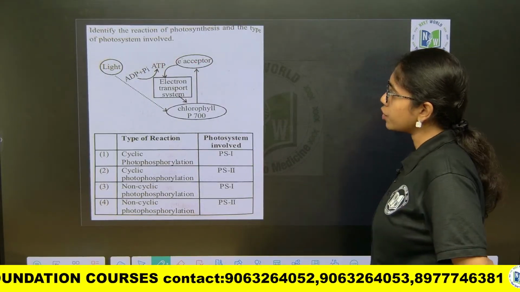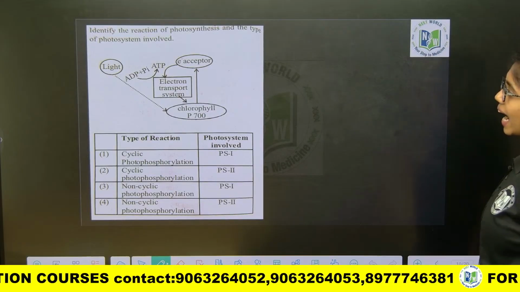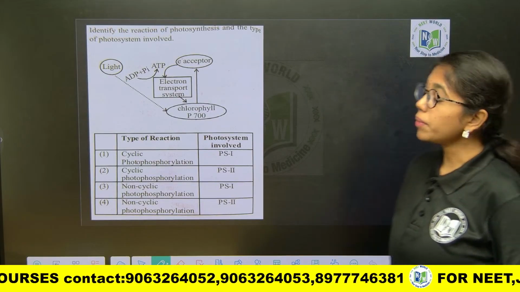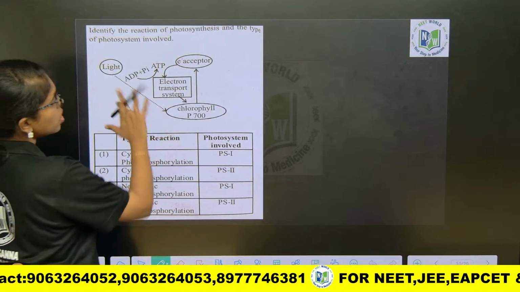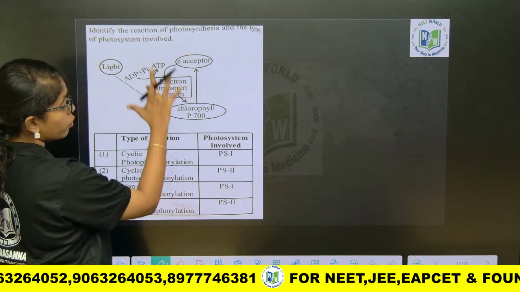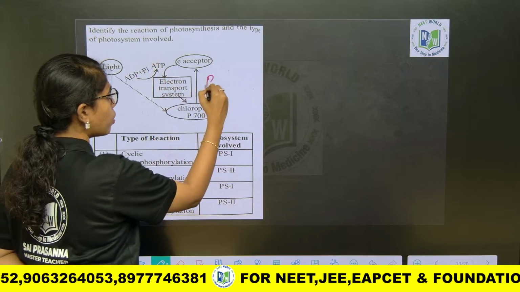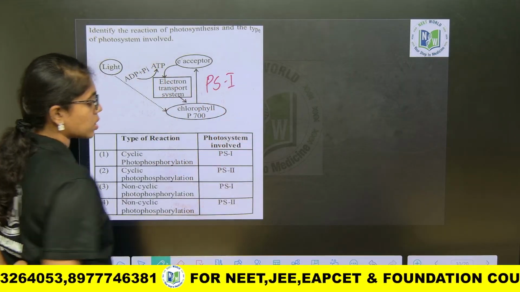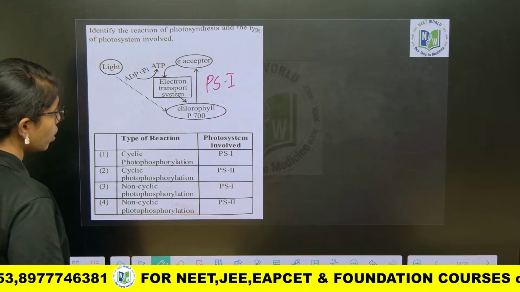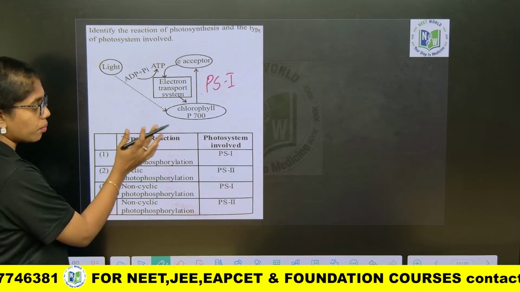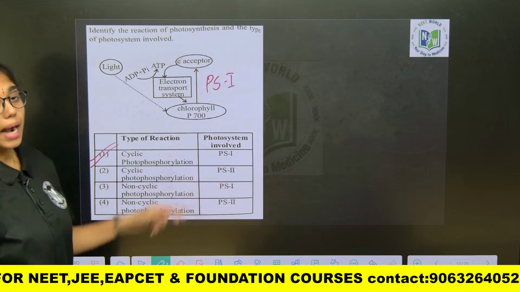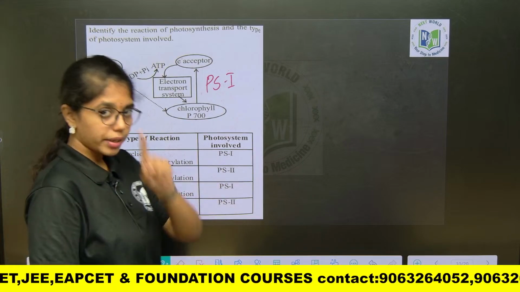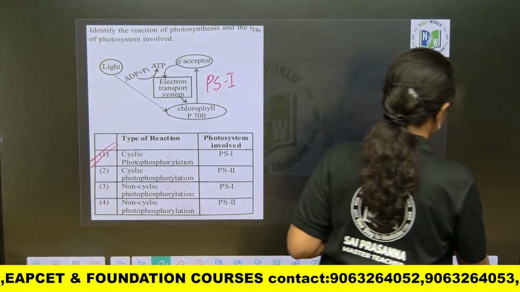Identify the reaction of photosynthesis and type of photosystem involved. What is the type of photosystem involved? Of course, this is cyclic photophosphorylation, and this undoubtedly involves only photosystem 1. Just now we have seen in the previous objective, this is another model of it. So, here this is cyclic photophosphorylation, and how many photosystems are involved, beta? Only one, PS1 is involved.